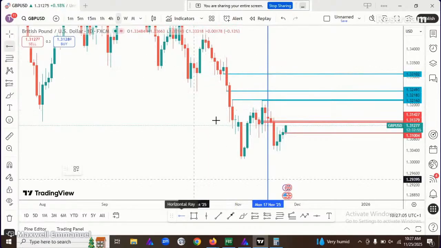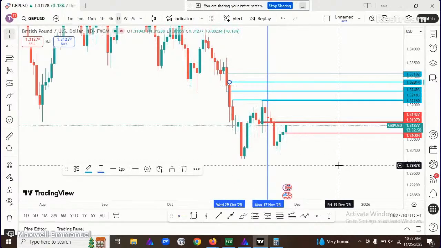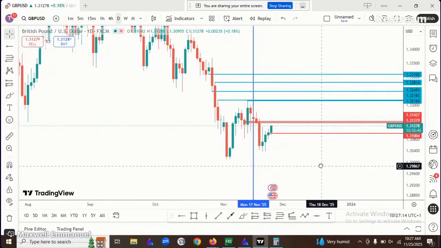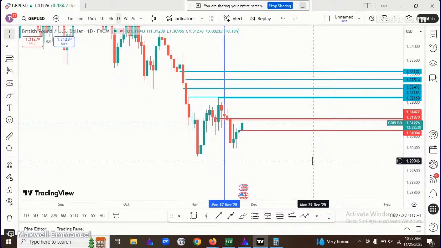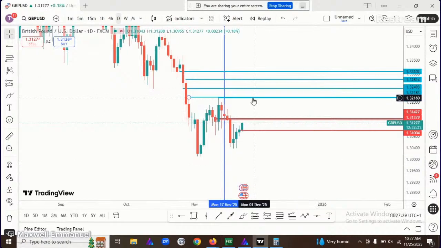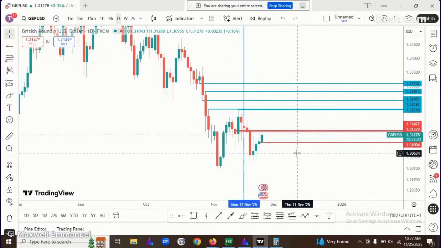So if the news comes out negative for the dollar, we should expect massive buy on GBP USD, unless they manipulate the prices. This is where you should set your target. So that's my take on GBP USD. GBP USD is buy.